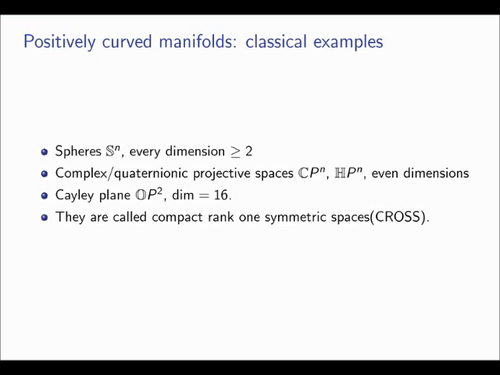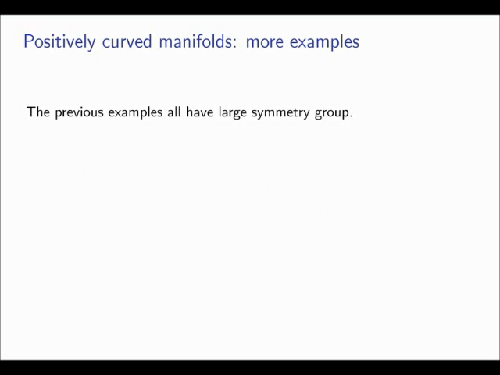These are examples we have known for maybe 100 years. Now we look at examples other than these. For each of these, this is called a symmetric space. A symmetric space means the manifold has a lot of symmetry. So we can look at new examples with a large symmetry group. We can look at the first class.